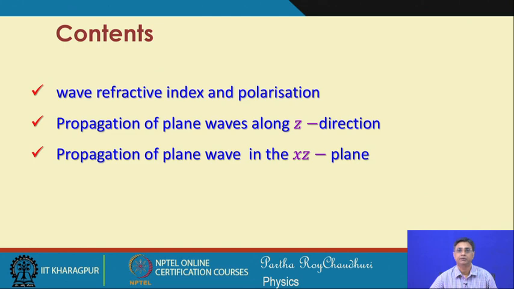the wave refractive indices. The direction of the D vectors, which is the direction of polarization, we will discuss in this connection. Then we will consider two example cases. One is the propagation of the electromagnetic waves in the z direction, which is a simple case, and then a slightly different case when the electromagnetic wave is propagating in the x z plane.